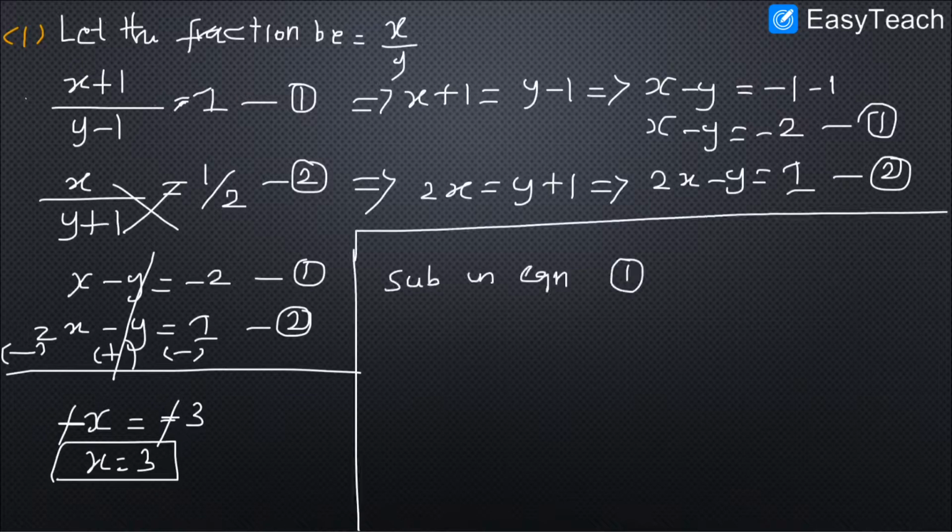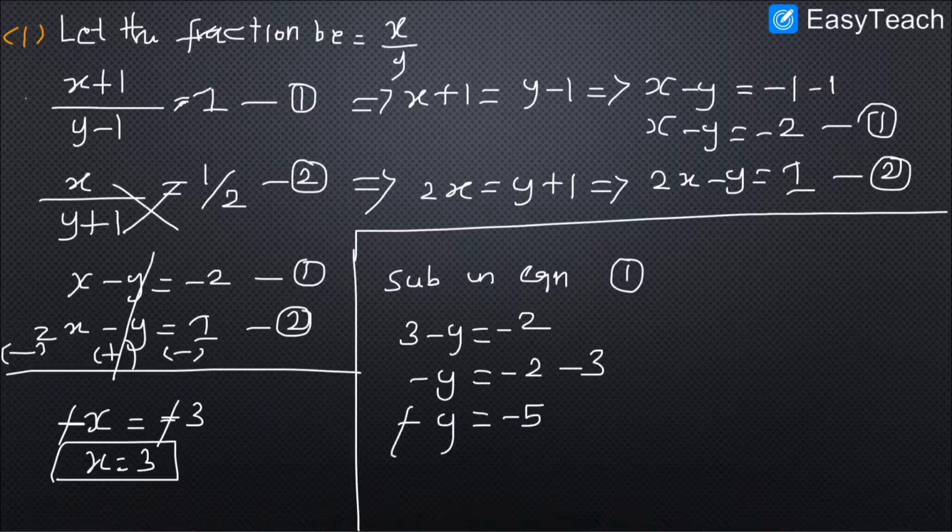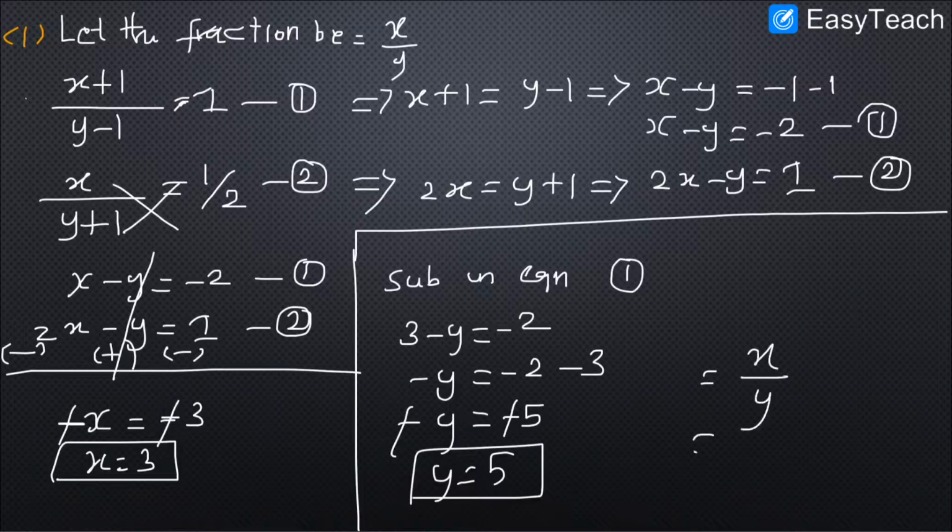Let's substitute in equation 1. So this equation, not this. So 3 minus y equals minus 2. So minus y equals minus 2 minus 3, which is minus 5. So y equals 5. So the fraction is x by y, which is 3 by 5.